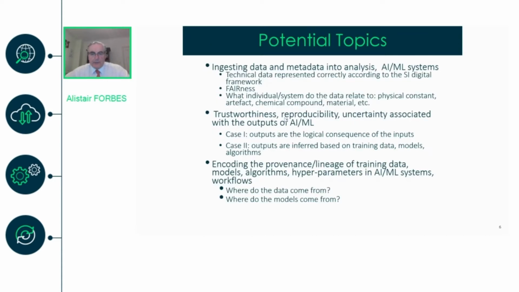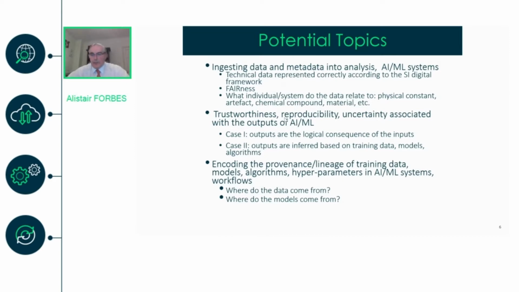There are many issues that you may want to discuss in this session. One topic of interest is how can we ingest data and metadata into analysis systems? So we want to make sure that technical data is represented correctly. But we must also be concerned with the FAIR principles. In particular, the data must specify what individual or system it relates to, what physical artifact, what individual, which chemical compound, material, and so on. And this is really what findability in FAIR is about.